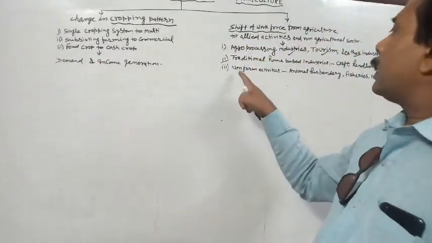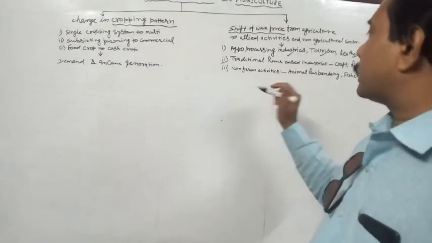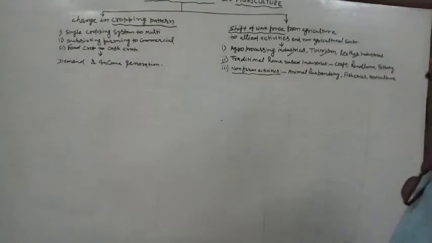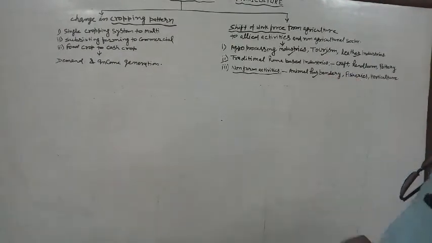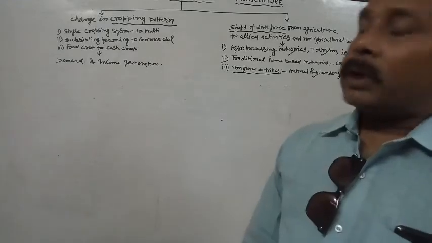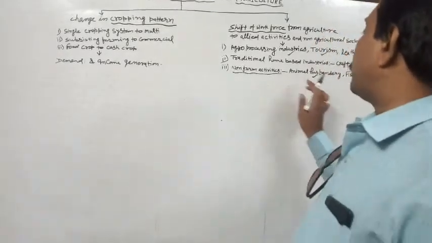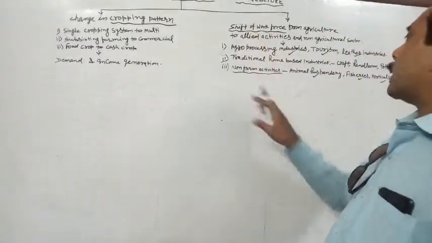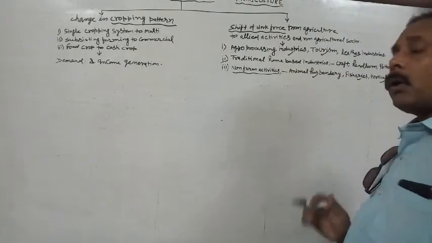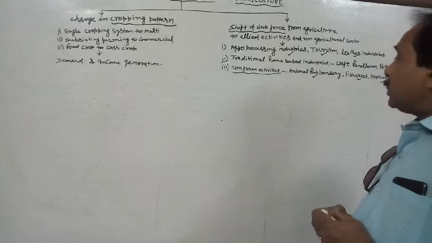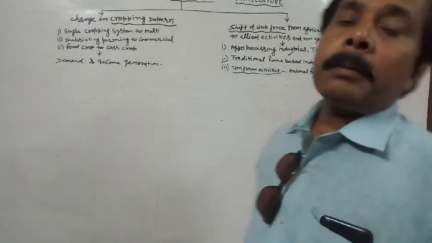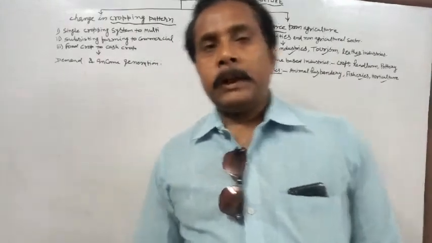Now come to non-farm activities. This is the most important. Non-farm activities, that is animal husbandry, fisheries and horticulture. So there are 3 main areas where the workforce can be shifted, that is animal husbandry, fisheries and horticulture. And in these areas the income of the farmer will automatically increase.